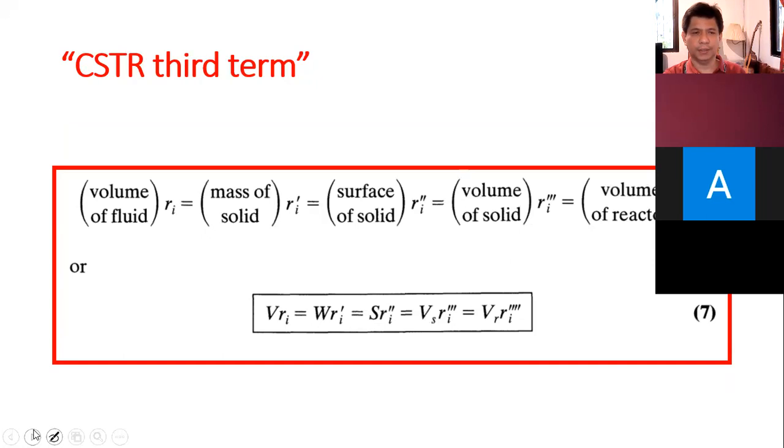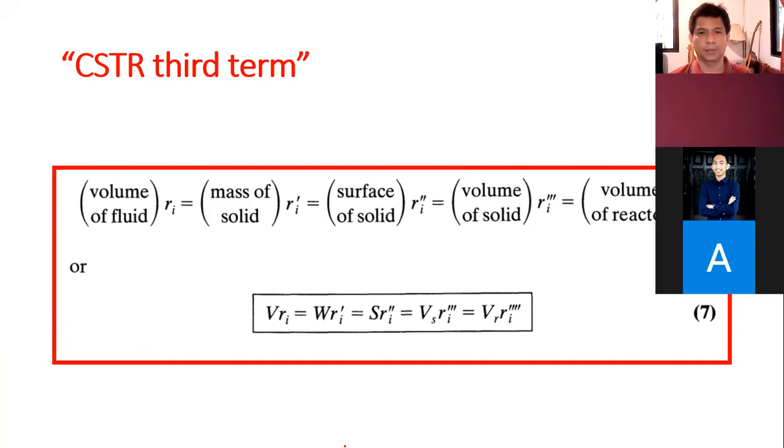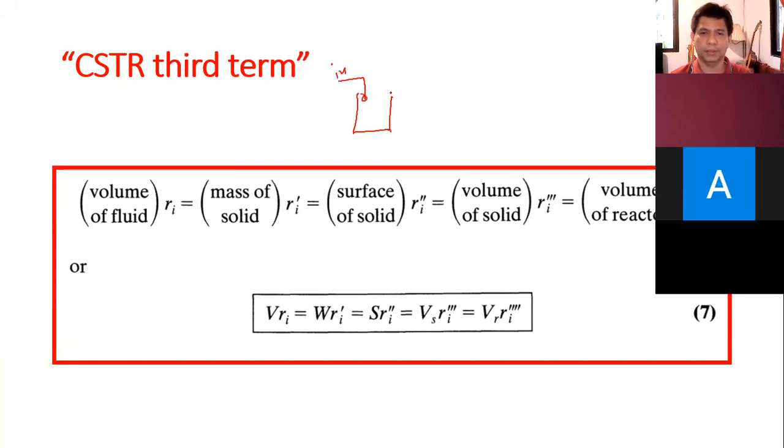So pag CSTR third term. Pag CSTR kasi, tulad nung drawing ko sa inyo kanina, meron siyang stream na pumapasok. Ito yung in. Tapos meron siyang nag-overflow, ito yung out. So pag nag-mass balance tayo dito, usually merong term na in, tapos merong sa second term is the out. Yung third term kasi merong reaction na nangyayari. So that's why we call that the third term.